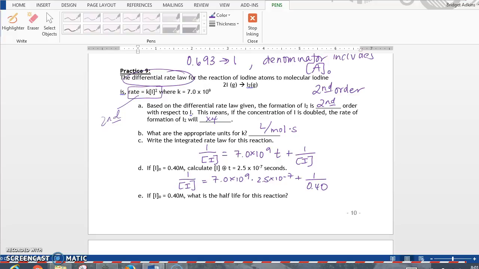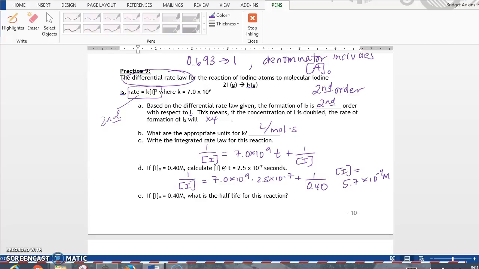So if you want to pause the screencast and go ahead and work that out, make sure you can get the answer mathematically, because 1 over the concentration is going to be equal to this number. So you need to think about mathematically what you have to do to actually solve for I. Okay, so hopefully you got that I concentration was 5.7 times 10 to the negative 4. If you didn't, please go back and figure out where you might have gone wrong with the algebra.